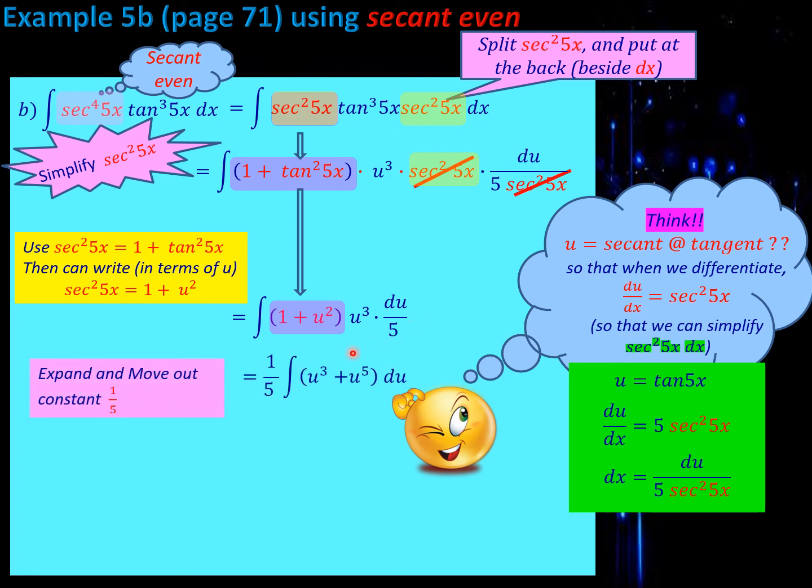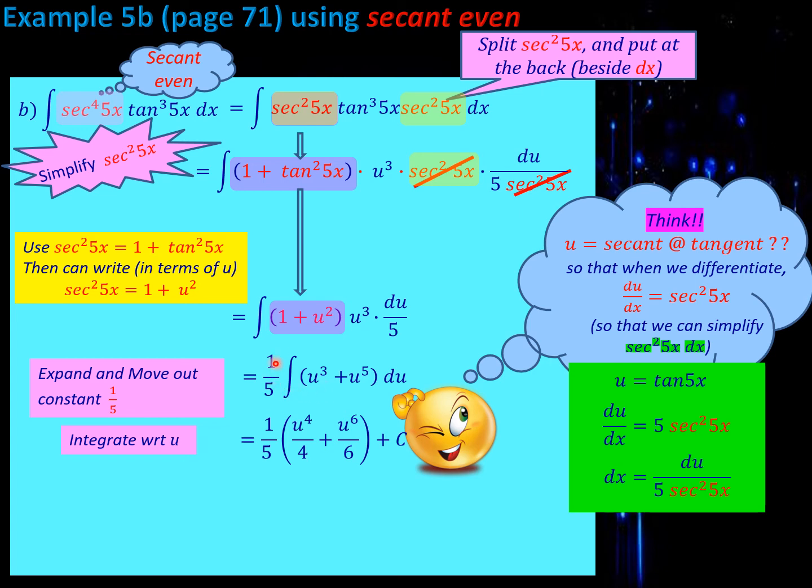So after this, what we do is, we move out constant 1 over 5 outside integration sign, and at the same time, we expand. We expand u cube times 1, so we have u cube times u squared, so we have u the power of 5 using properties of indices. And then after this, we have u in terms of power, and du, and no more trigo function. So means that we can integrate with respect to u, and we can use power rule.